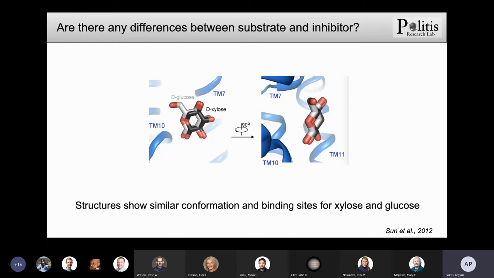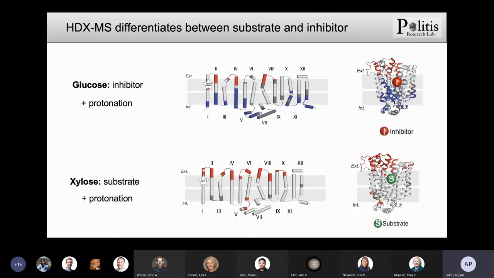So the next question was, are there any differences between substrate and inhibitor? This is quite an important question, because we have crystal structures that have shown that the xylose and glucose bound to the transporter have similar conformation, despite the fact that one is substrate and the other inhibitor. So we carried out experiments with glucose or xylose bound, plus the protonated sites. And you can see here that with glucose, at the top of the slide, we have an outward-facing conformation, reds on the top, blues on the bottom. And when we have xylose bound, which is the substrate, then we have a more open, more dynamic conformation, where we have reds on both sides of the transporter.